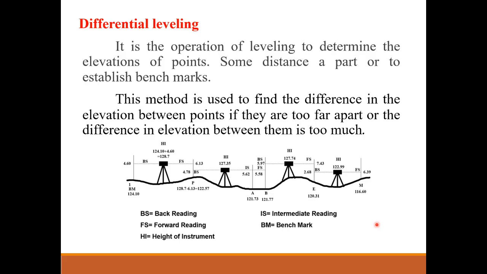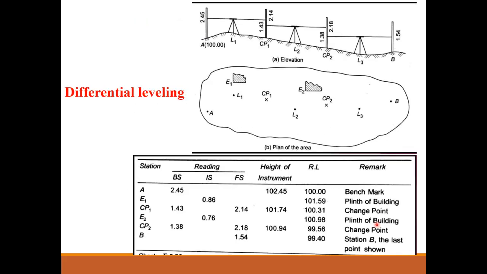tend to move the instrument from one location to some other location due to any factor. That is the differential leveling elevation, and here you can see it is the plan view of the differential leveling. With the point A where the staff is held, point L1 is the first position of the instrument, L2 is the position of the instrument after changing its location. Similarly, L3, CP is the change point, E1, E2 are the corners of the building.